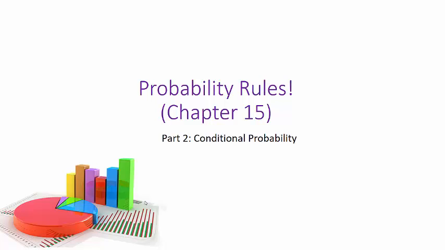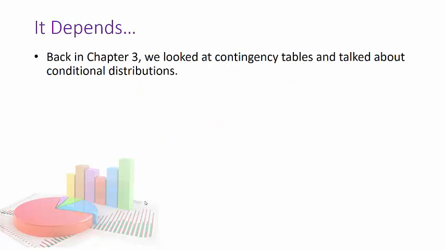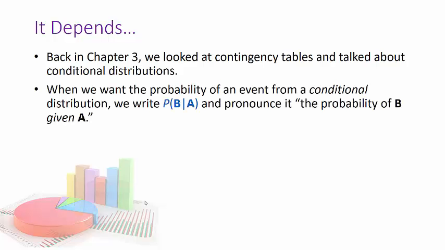Now we're going to look at conditional probability, which means it depends. Back in chapter 3, we looked at contingency tables where you saw, oh, this person was conservative, and if they were male or female or liberal or whatever. So we're going to take those same ideas and apply them here for what's called a conditional distribution.